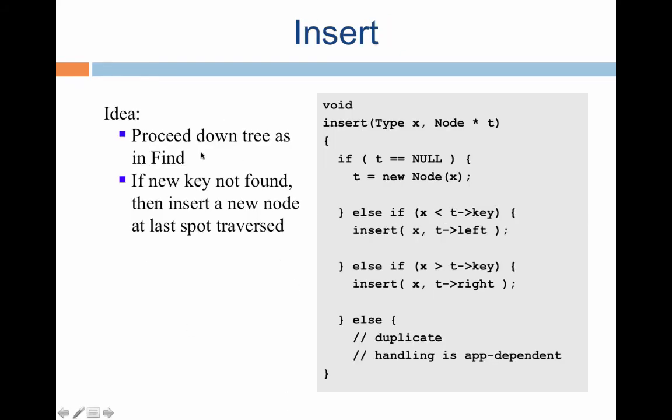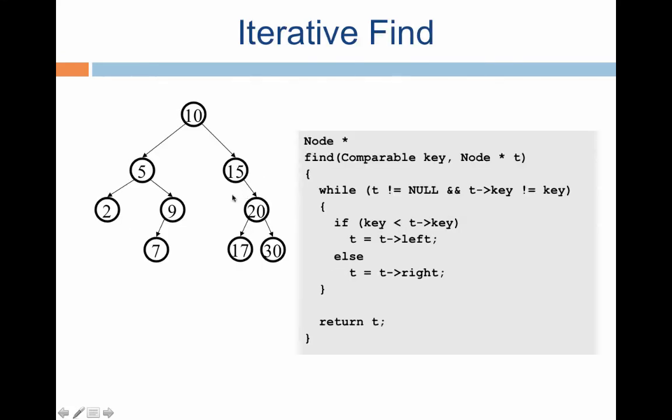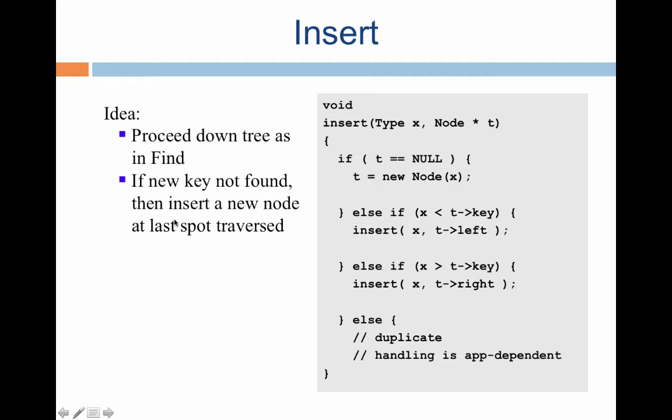Exactly what I said. Proceed down the tree as in the iterative find implementation. When the new key is not found, let us just see this. When the key is not found, then you will actually reach a null pointer. At that point, you just insert it at that place, depending on the order.